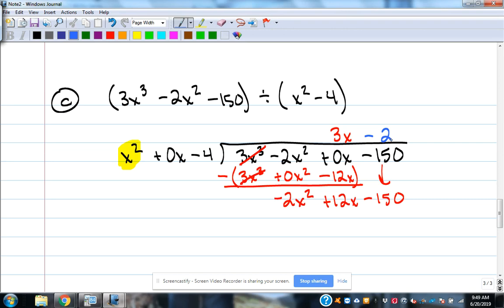Yeah, just a negative 2. That's right. So negative 2 times x squared is negative 2x squared. Negative 2 times 0x would be 0x. Negative 2 times negative 4 would be positive 8. Parentheses, subtract.